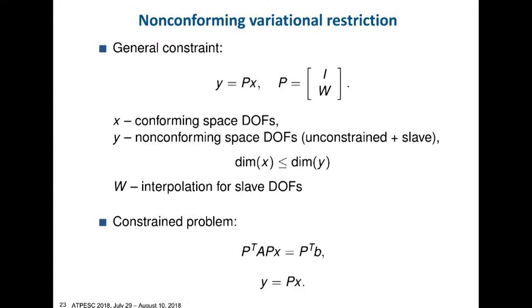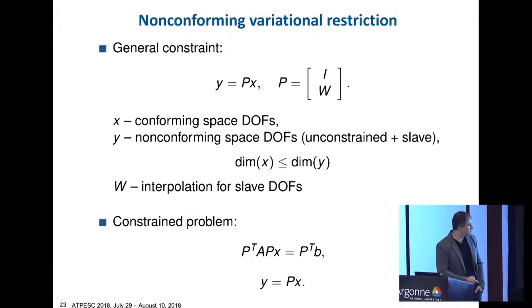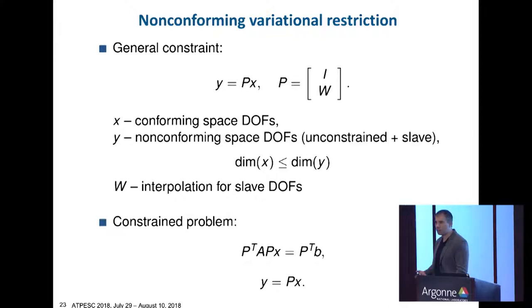We collect all these matrices together into a global interpolation matrix. We call it P. And just like in parallel assembly, we assemble locally on each element, and we use a variational restriction with P to form the global AMR problem.